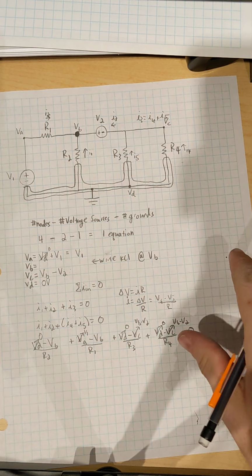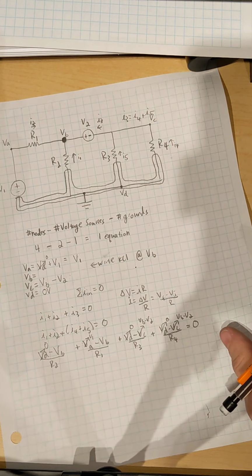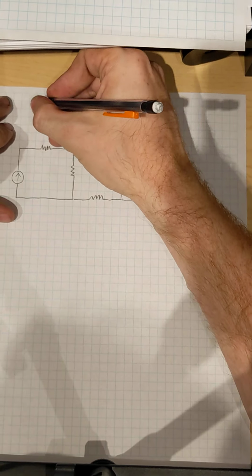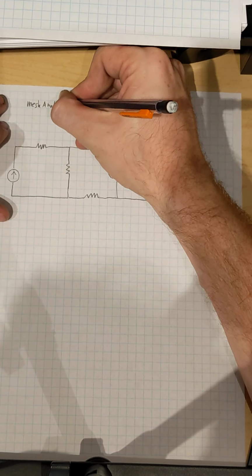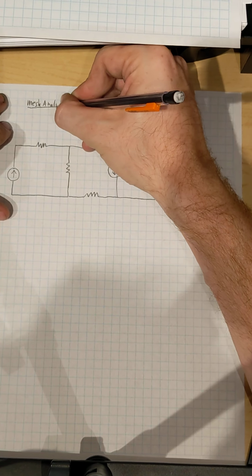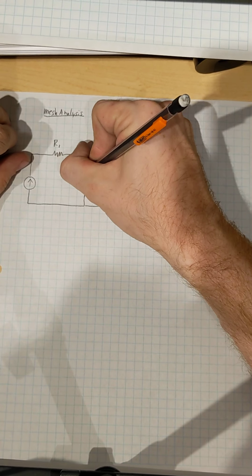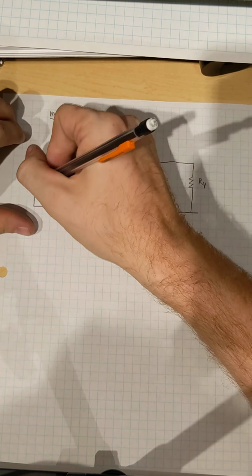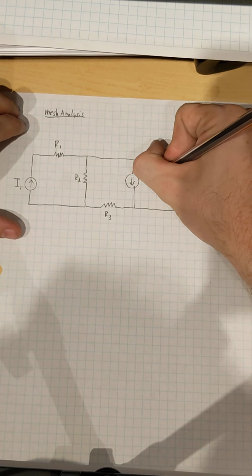And the next question that I'll do, I need to rewrite it again. So actually I have it right here. This is for mesh analysis. So let me just real quick call this R1, R2, R3, R4, and this one I1 and I2.